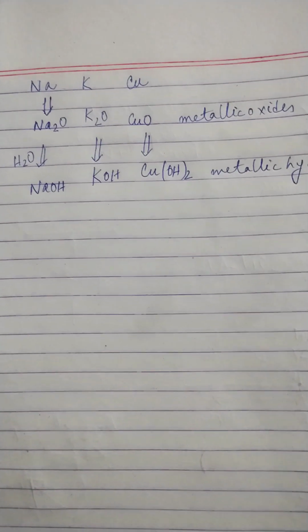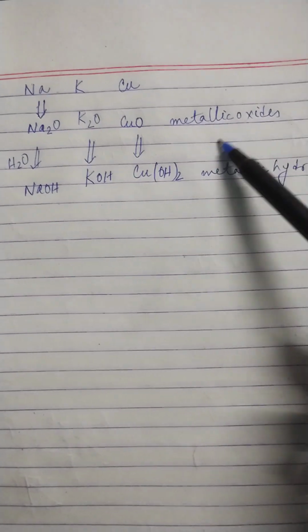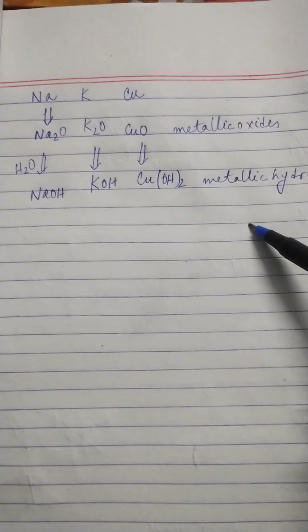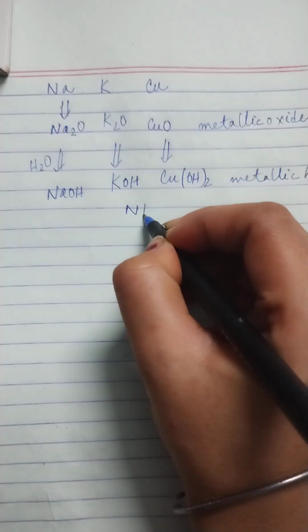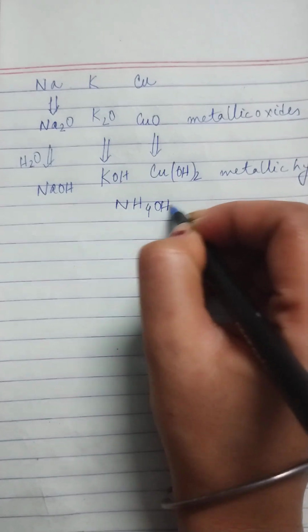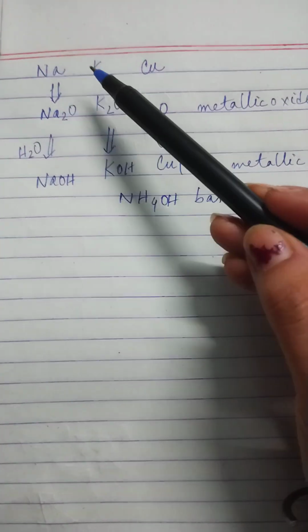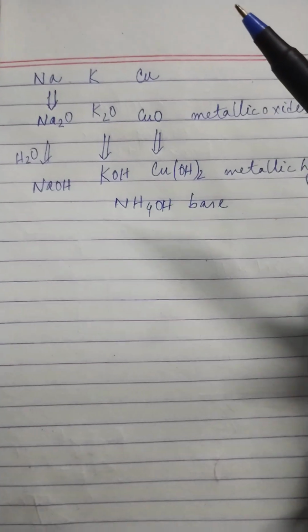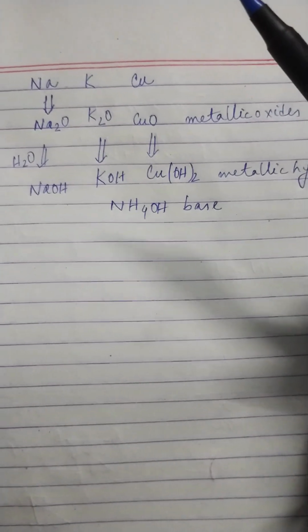So what are bases? Bases are either metallic oxides or metallic hydroxides. Ammonium hydroxide is another base. Like, for example, sodium, potassium, copper, magnesium, calcium, all these are metals.